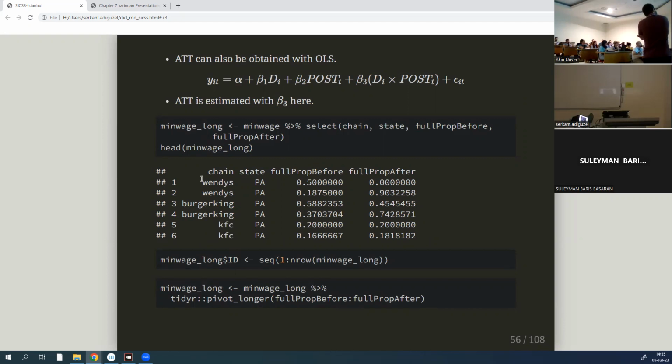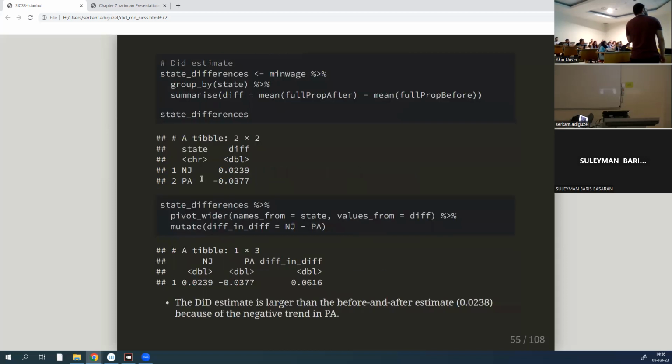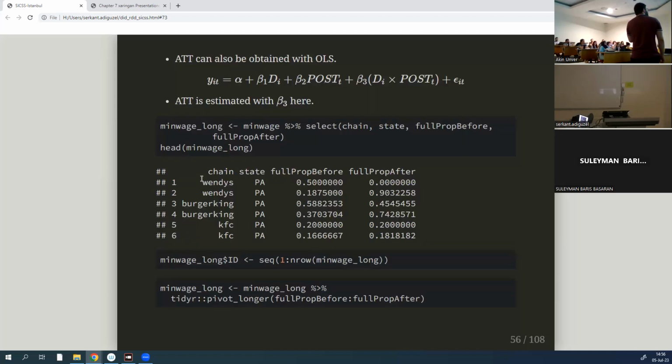So what is D? D is 1 for New Jersey and 0 for Pennsylvania. And post is just 1 after the minimum wage increase and 0 before the minimum wage increase. And this is essentially post times D, so New Jersey post. So this beta 3 is going to capture this. And if you don't believe me, I'll show you that this is indeed the case.